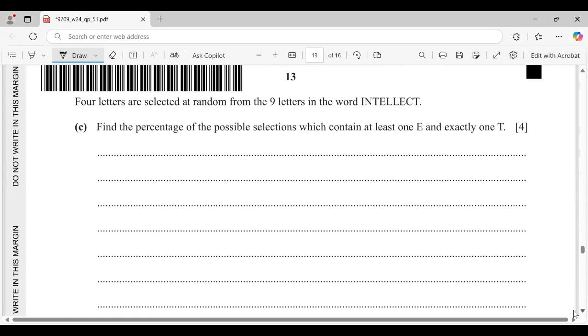4 letters are selected at random from the 9 letters in the word intellect. Find the percentage of the possible selections which contain at least one E and exactly one T. The total number of 4-letter selections we can determine through the combination 9, 4, and it is 126 if you calculate on your calculator. Now, the next step, selections with exactly one T and one E. The letters will be T, E, and the next letters.